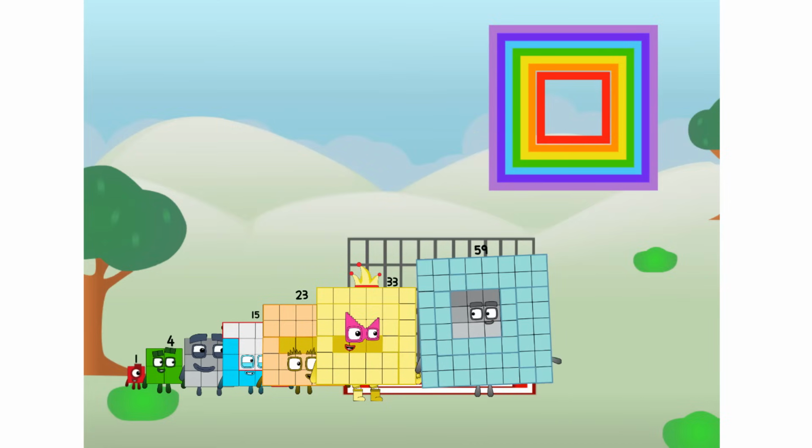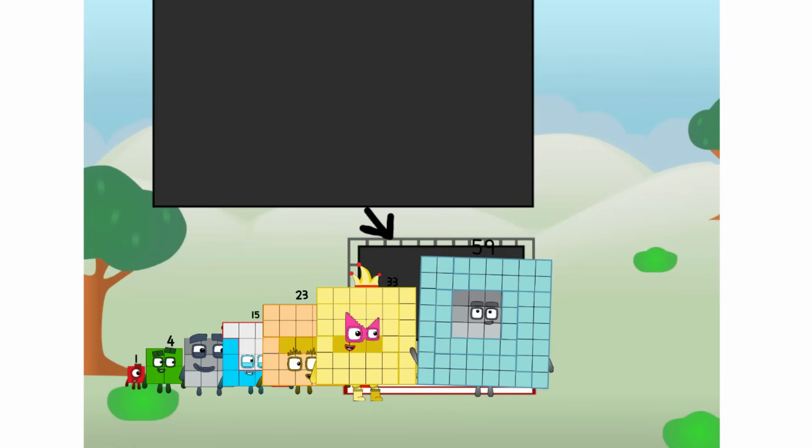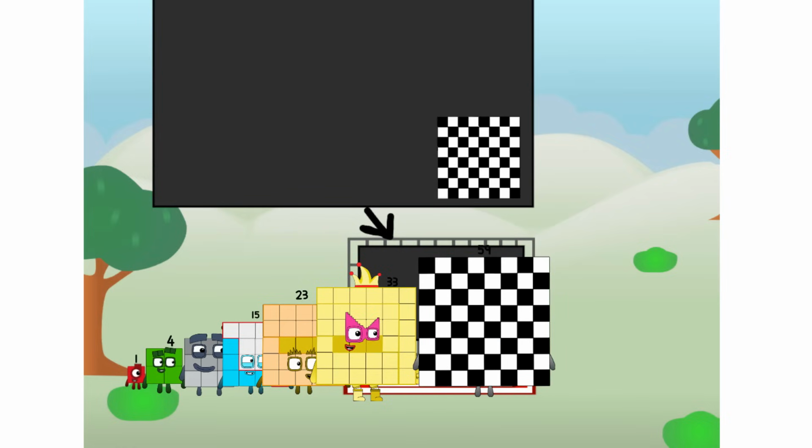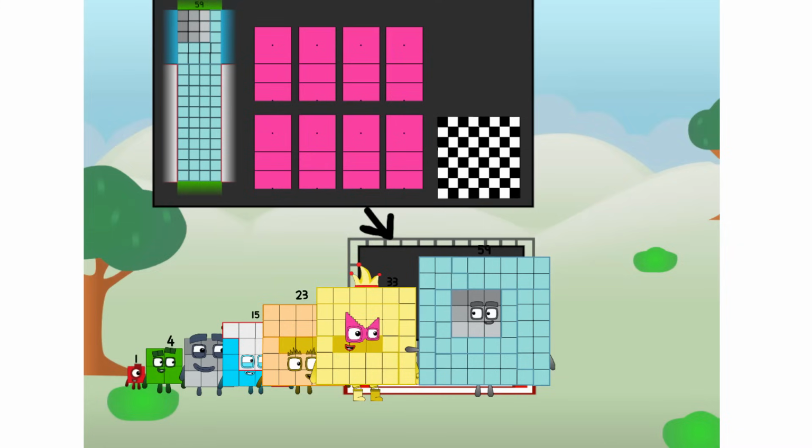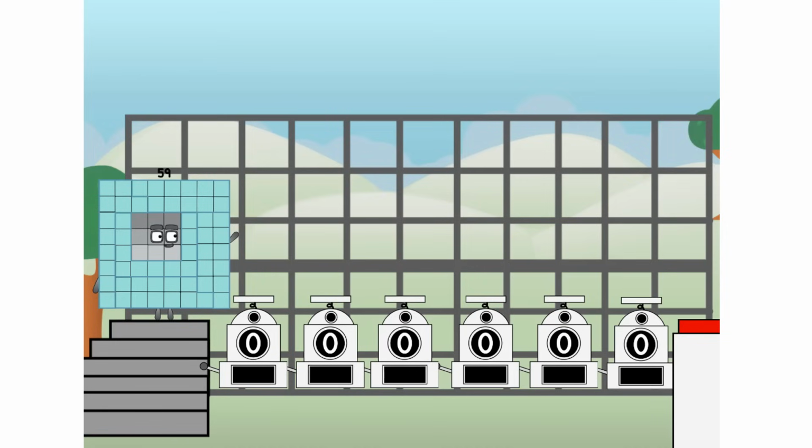There you are. This way. I've got so much to show you. I am 59. And I can be a strong square, a chessboard, a super rectangle, 8 octoblocks, or even a super cube. But today, I want to show you a little trick I call binary boosters. Using the power of doubles to send any number flying.